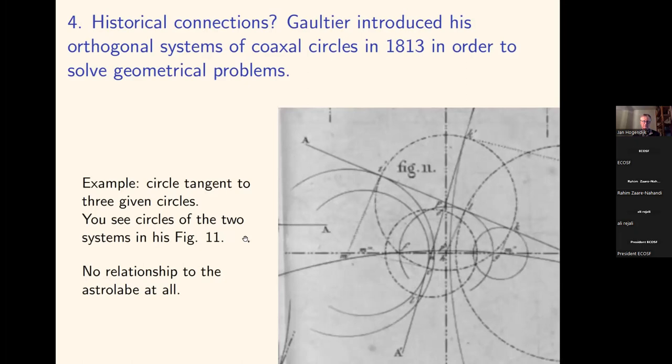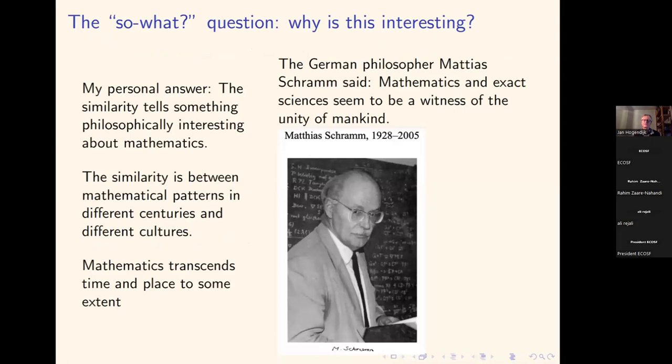And then the question is, so what? Why is this interesting? I think it is interesting, and my personal answer to the question why is that the similarity tells us something philosophically interesting about mathematics. Because what we see is similarity between mathematical patterns in different centuries and different cultures.